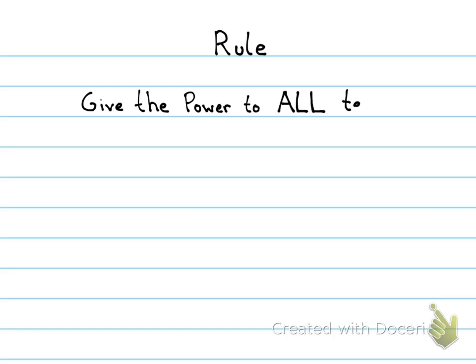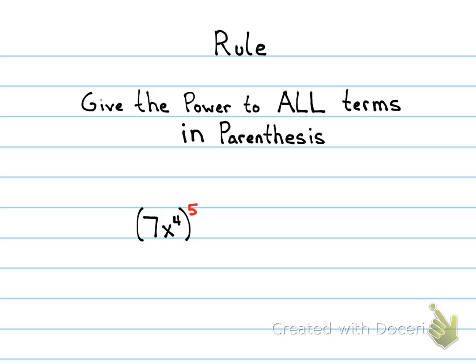Well, our rule, if we want to shortcut this, is we're going to give the power to all terms in parentheses, because in this example I'm doing 7x to the 4th. I'm doing that 5 times, so I'm going to have 7 to the 5th power, and then x to the 4th to the 5th power. I'm going to be doing each of those 5 times, and so we're just going to simplify this x to the 4th to the 5th, which will give me 7 to the 5th, x to the 20th. Make sure you understand this rule, because this will really help you out and make your life easy.